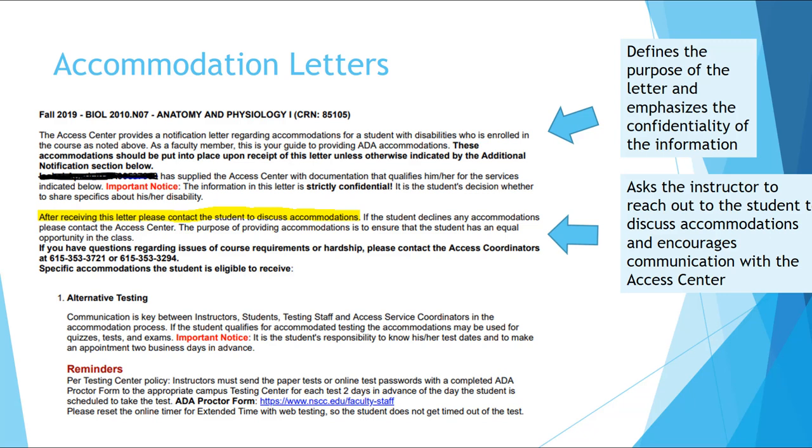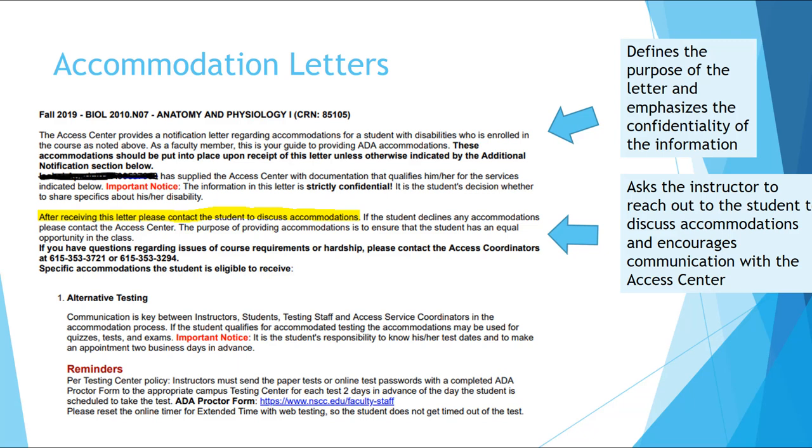The second part of this letter asks the instructor to reach out to the student to discuss accommodations and encourages communication with the Access Center. Our contact information is provided. The Access Center main number is 615-353-3721. My number is 615-353-3294.